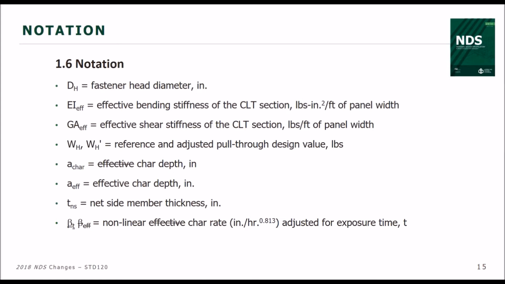So the EI effective and the GA effective, which are the effective bending stiffness and the effective shear stiffness, are new notations, which I'll explain later in the presentation. And then the DH, the WH, the WH prime, and the TSN are all related to the addition of the fastener head pull through.